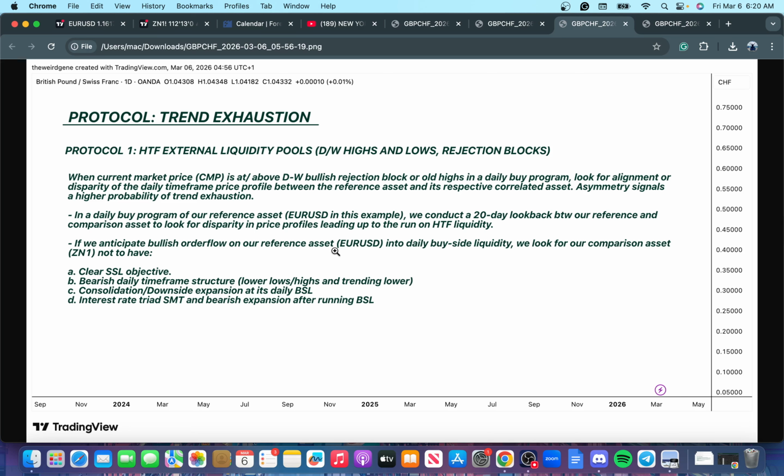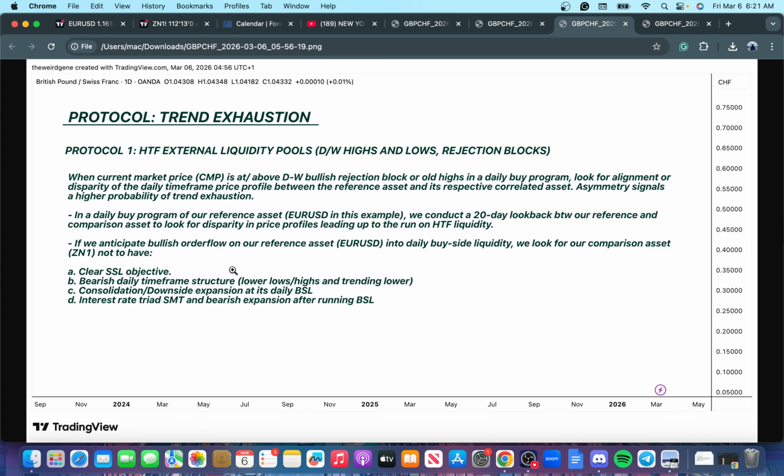And what we're looking for is, number one, a clear sell side liquidity objective. So if we have a situation where Euro Dollar is trading up into a buy side liquidity pool, and 10-year T-note has a clear sell side liquidity, so maybe clean lows or levels where lows or volume balance, where it makes sense for T-notes to trade down into, then that creates a potential for bearish expansion on T-note.